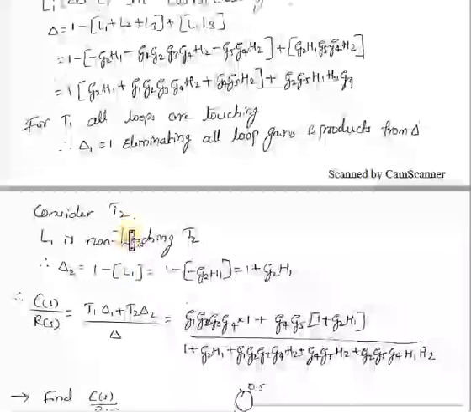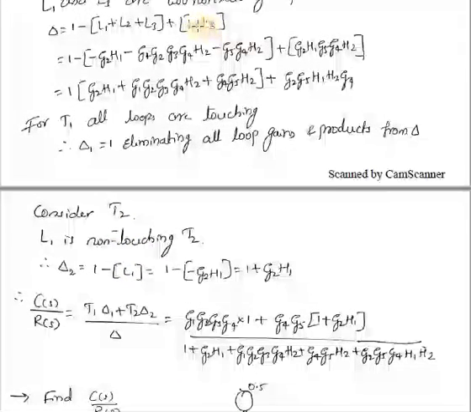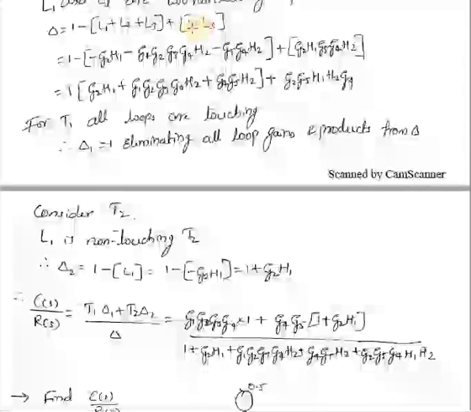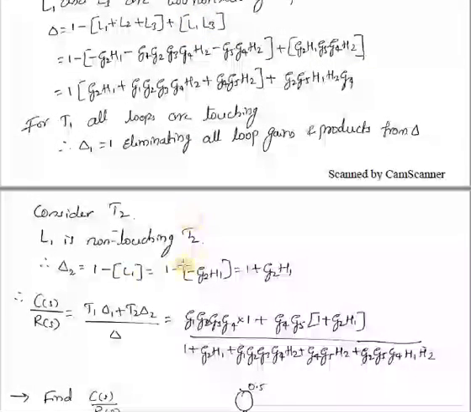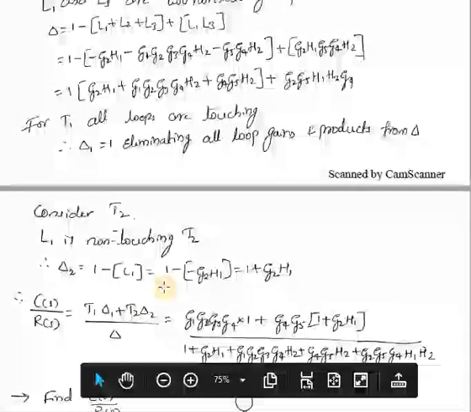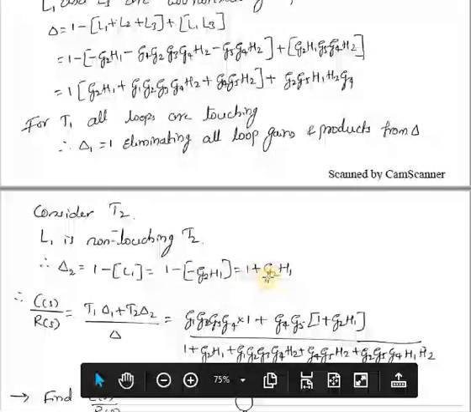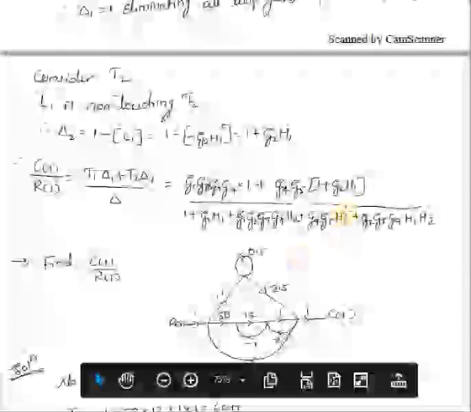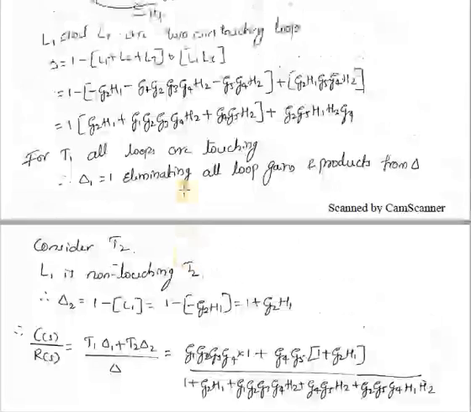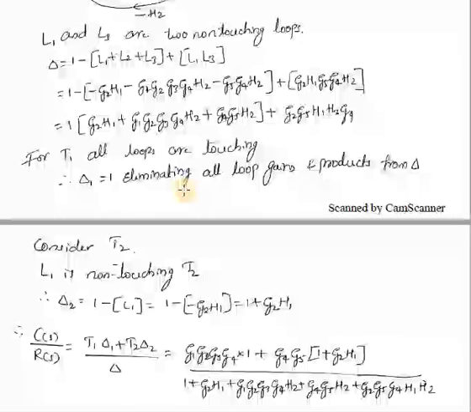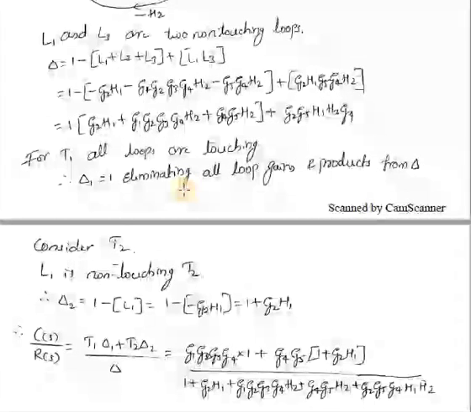In this formula I have written L1 and L3, but you cannot keep L1 alone because it is a product. Once one factor becomes 0, obviously the product will become 0. So 1 minus L1 is the delta 2, that is 1 plus G2 into H1. Substitute those values, you will get the transfer function for the given signal flow graph. So with this we'll end this session here itself.